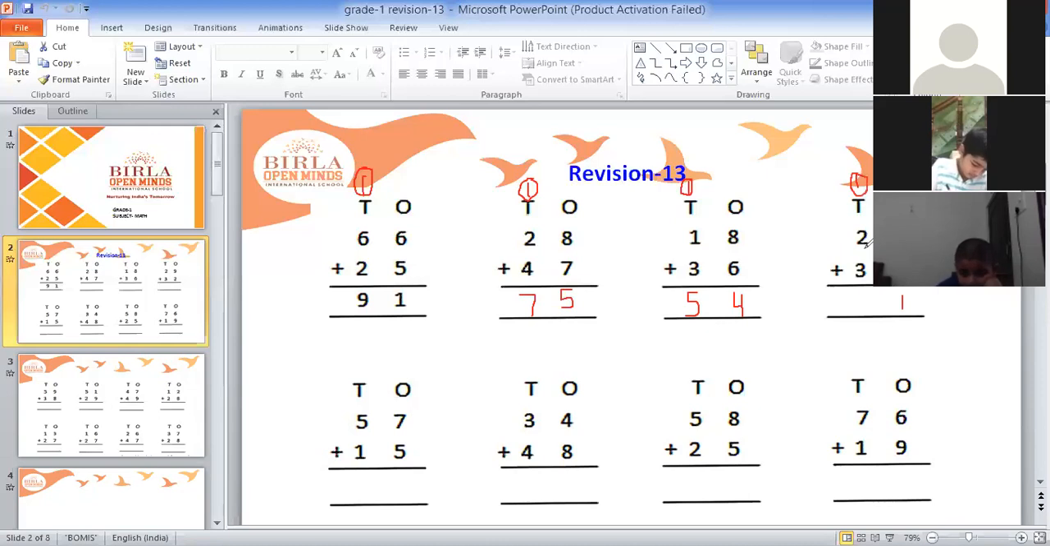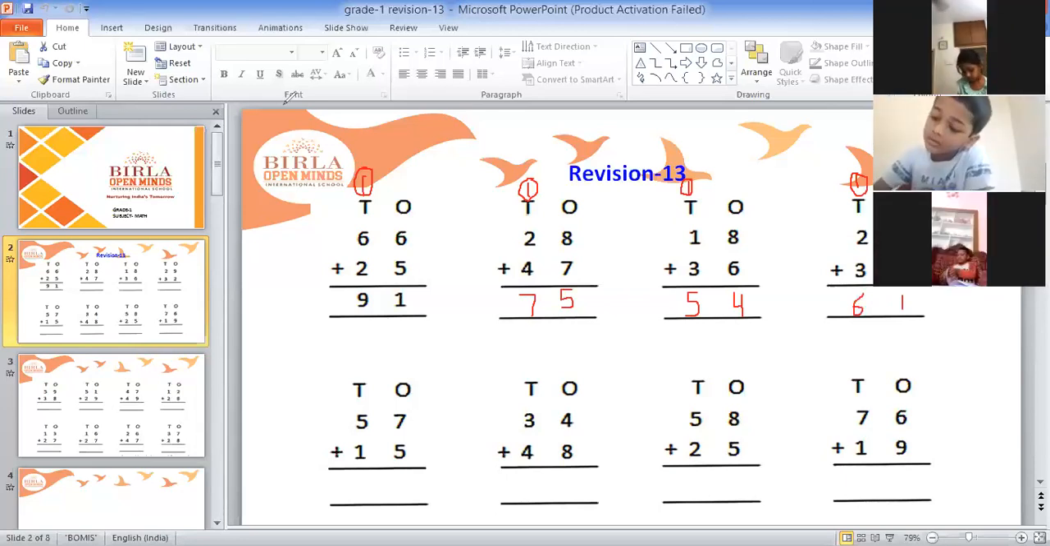Now tell me, Sai Joshit, what should I write in tens place? 2 plus 3? 5. And 5 plus 1? 6. So what is the answer? 61. That's the correct answer. Very good.